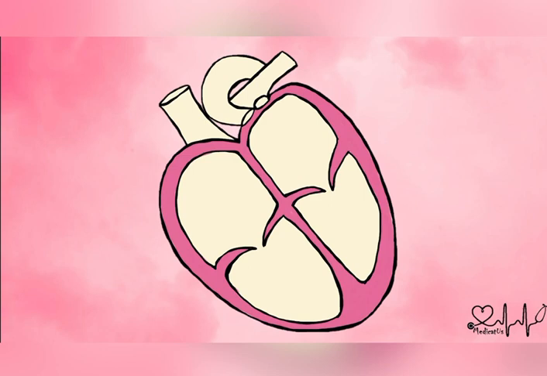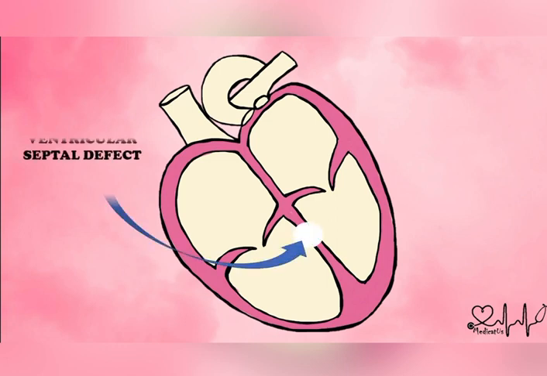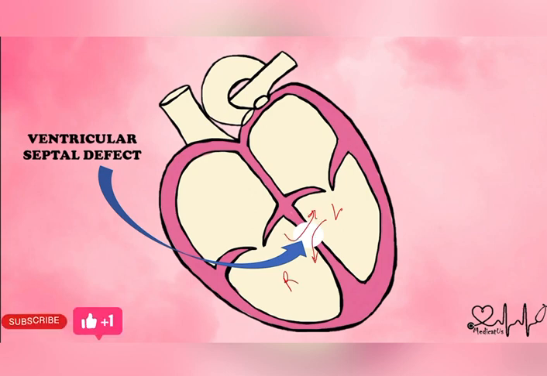During embryological development, if the ventricular septum is not closed completely, it leads to ventricular septal defect. Because of this abnormal communication between the left ventricle and right ventricle, there is mixing of blood. It is the most common form of congenital heart disease.